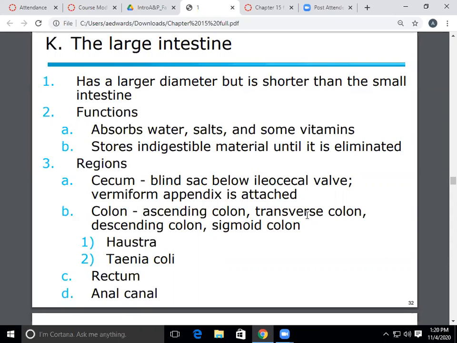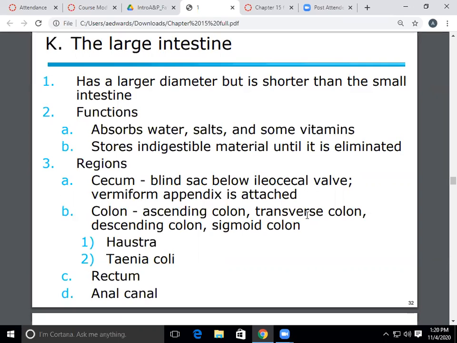Now we've discussed the small intestine. Let's talk about where your chyme is going to flow next. It's going to go into your large intestine. It's called that because of the diameter. It's larger in diameter than the small intestine, but it's shorter.